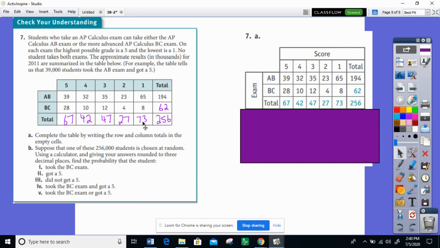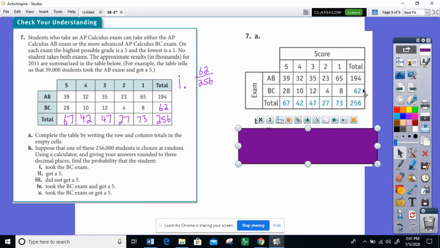So part B says, suppose that one of these 256,000 students is chosen at random. Using a calculator and giving your answers rounded to 3 decimal places, find the probability that the student 1 took the BC exam. So we're going to do the work as fractions over here, and then over here it'll show us what the decimals are. How many students took the BC exam? 62,000 out of 256,000. And if you put that in your calculator, you will get 0.242.